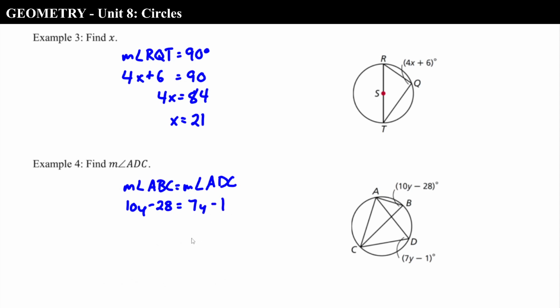So let's subtract 7y from each side. That gives us 3y here. Add 28 to each side. That gives us 27. And so y is equal to 9. So the measure of angle ADC is going to be 7y minus 1, which is 7 times 9 minus 1, which gives us 62 degrees.